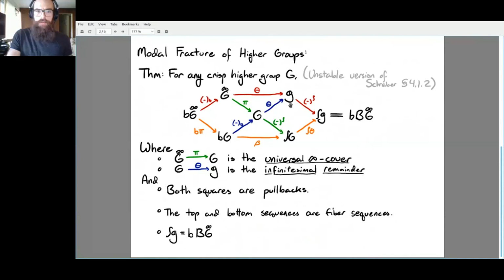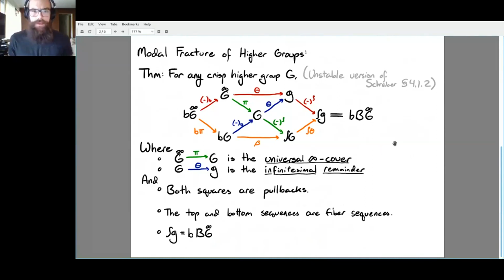And this cofiber over here, well, it's not really a cofiber, but it would be if we were nice and stable, is called the infinitesimal remainder of G. And in a sense, it is G quotiented out by all its discrete points. So it's only what's infinitesimally left over. And these two things interlock in this hexagon.